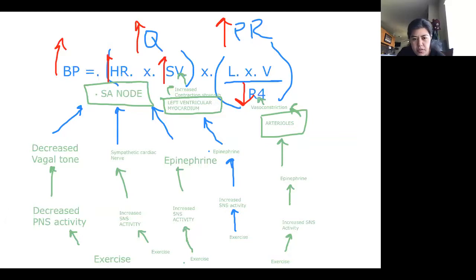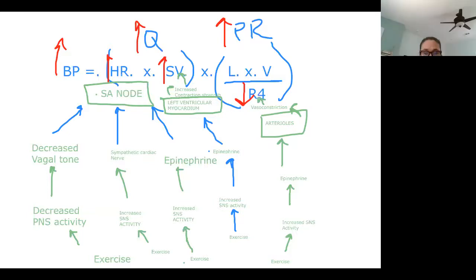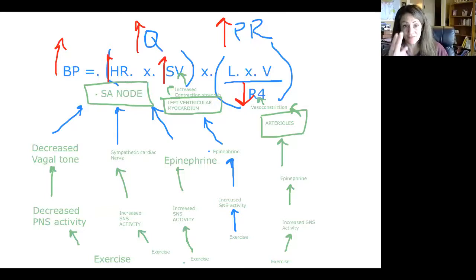Would it be the sympathetic cardiac nerve, and then the arterioles, but the arterioles still going through epinephrine. Okay, so just going one step past increased SNS activity, we have either sympathetic cardiac nerve or we have epinephrine. Those are two options. Sympathetic cardiac nerve goes to the SA node, goes to heart rate. Epinephrine goes how many different ways? Three. Epinephrine is going to go to the SA node, to the left ventricular myocardium, and to the arterioles.